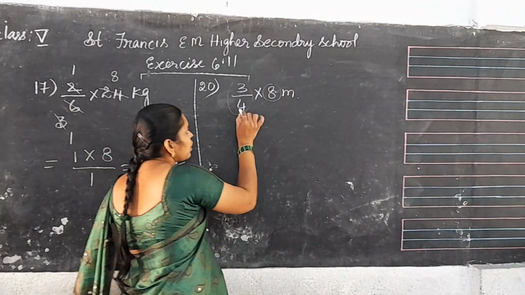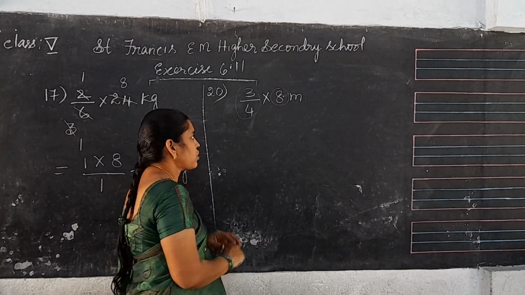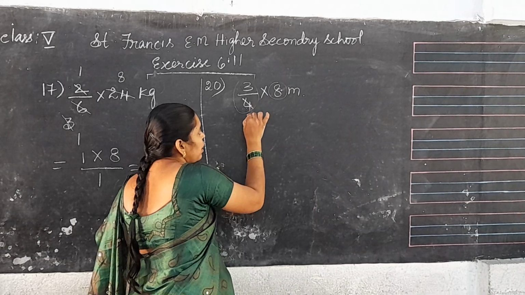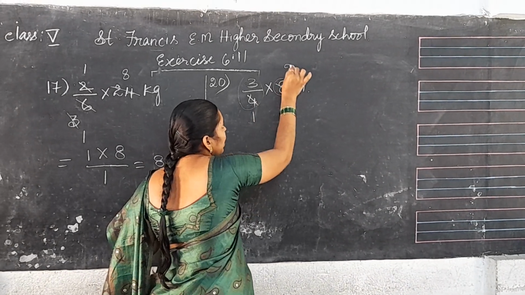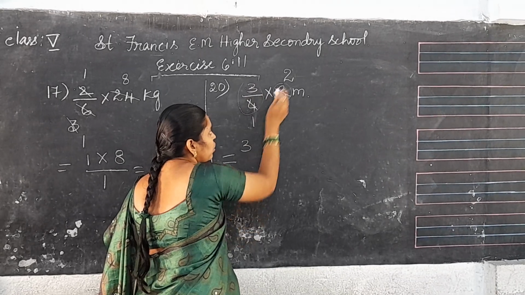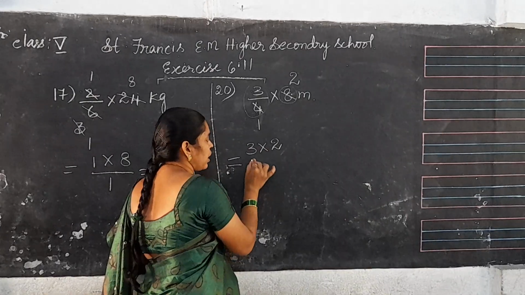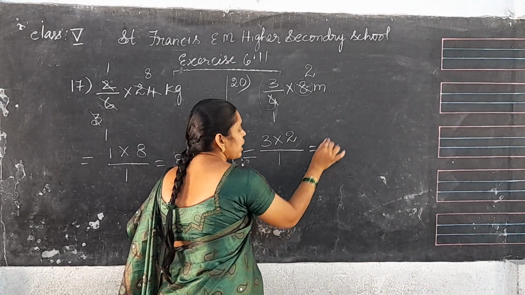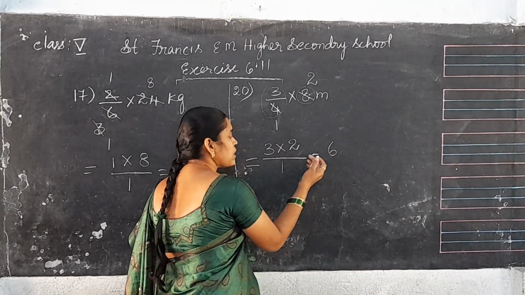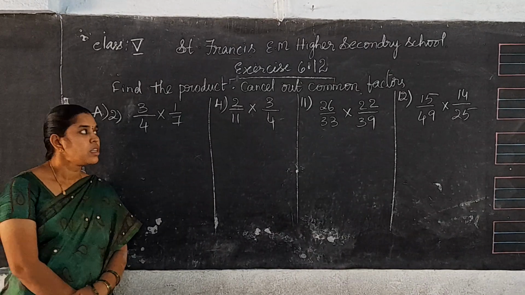See, in this 4 and 8, what is the common factor? 4 is the common factor. So do cancellation. 4 1 is 4, 4 2 is 8. So what is left here? 3 into here 2. Whole number means you should always write in the numerator only. By 1. 3 2 is 6. 6 by 1 means 6 only. Like this. Okay?